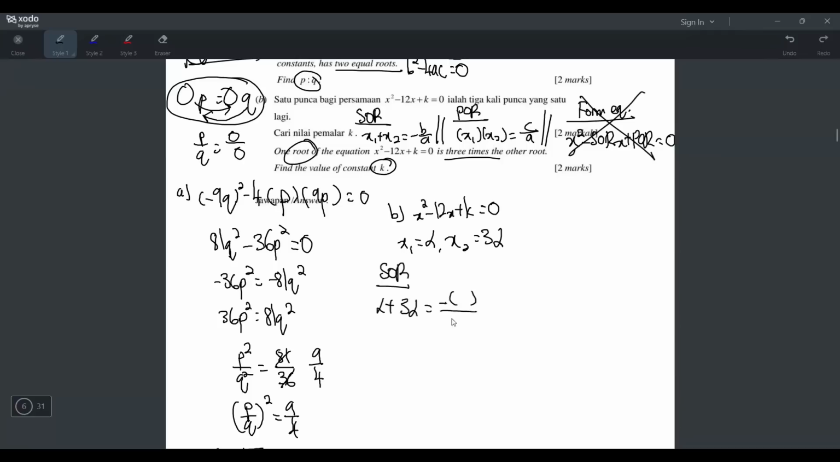Equals to negative B over A. And in the equation, B is negative 12, A is 1. That is why it's important to make sure your equation is in general form first. If it's not, then you can't put in your B and A here, right? So always make sure it's in general form before you do SOR. Otherwise, you can't read your ABC.